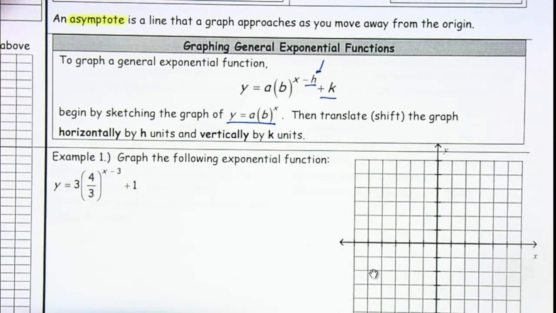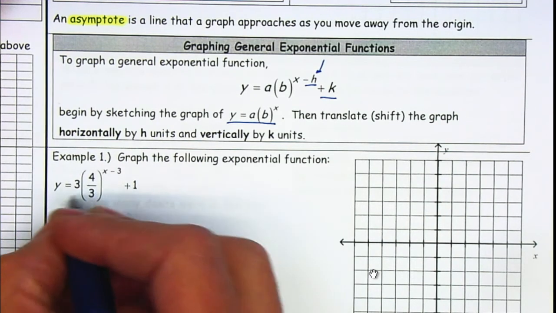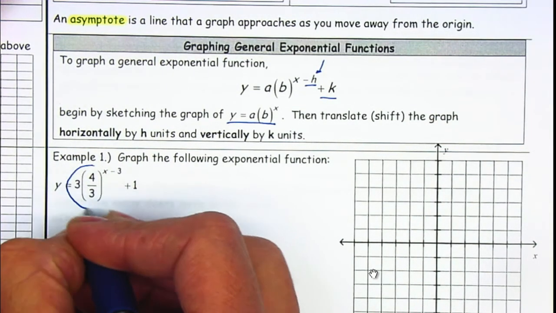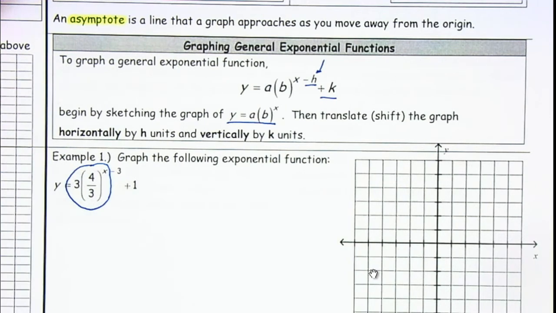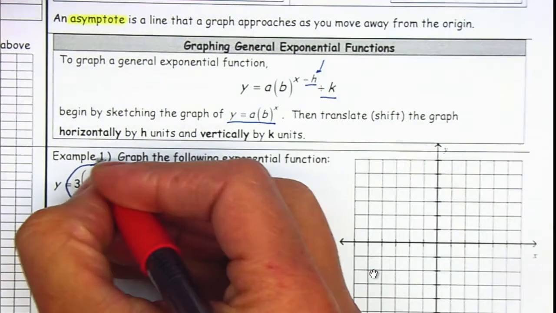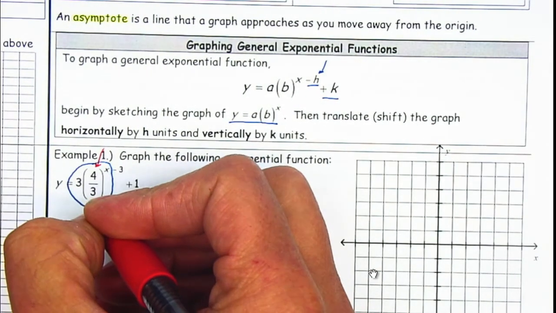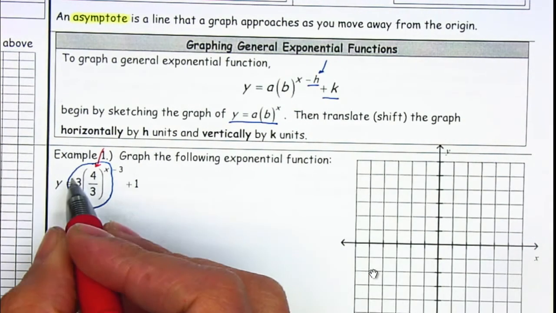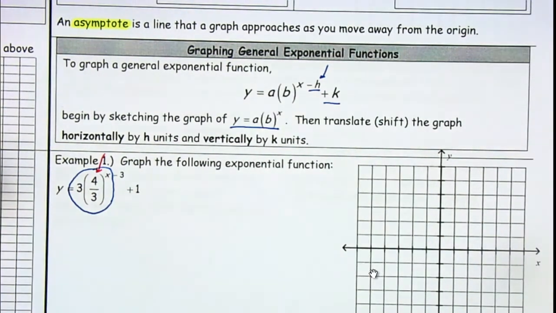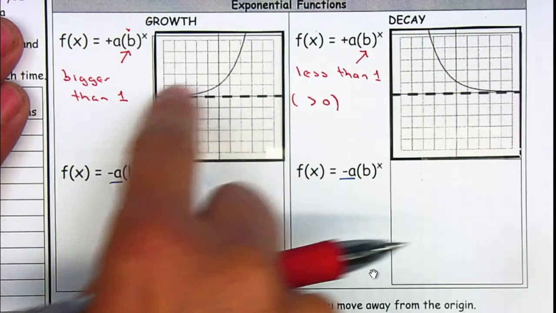But let's go and start with example number 1. First, I want to be able to graph the basic part of the exponential function. I'm going to leave the h and the k behind. And actually, before I start, let's decide if this is going to be an exponential growth or decay. In order to decide, you want to look at the value of b, which is 4/3. Is 4/3 bigger than 1 or less than 1? 4/3 is bigger than 1. So that means that our function is going to be an exponential growth.